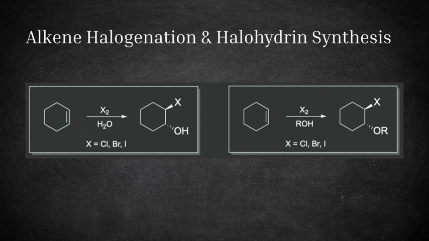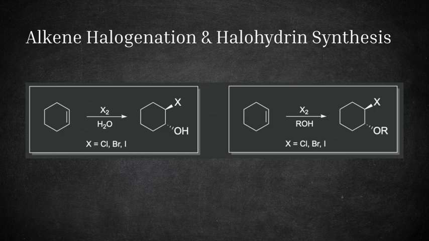Both reactions are variations of the halogenation mechanism and are valuable methods for functionalizing alkenes. Halohydrin synthesis introduces both halogen and hydroxyl groups, while haloether synthesis incorporates a halogen and an ether group, expanding the utility of these reactions in organic synthesis.